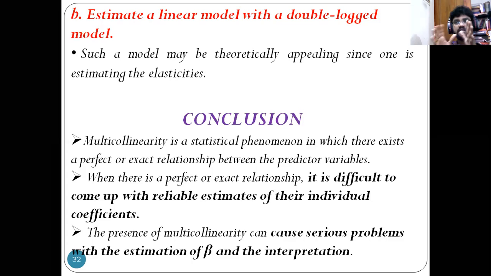It depends on the researcher also. As per the experts, if the correlation value is 0.75, you cannot ignore it. You can consider it a multicollinearity problem.